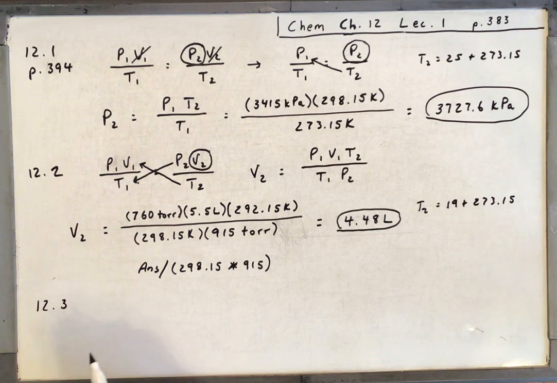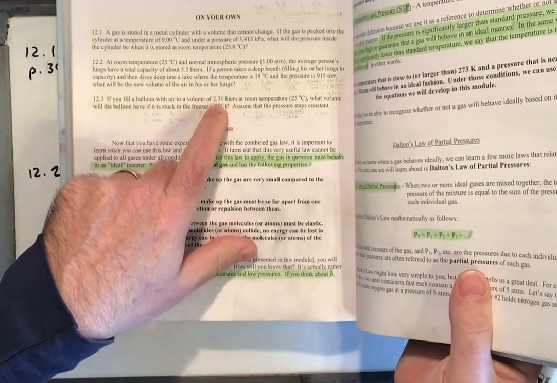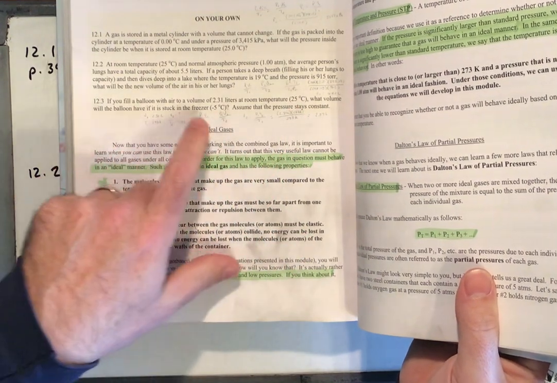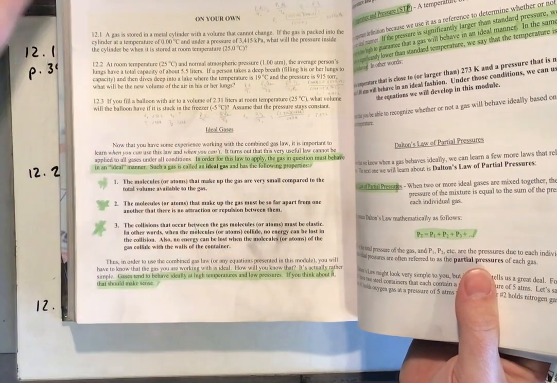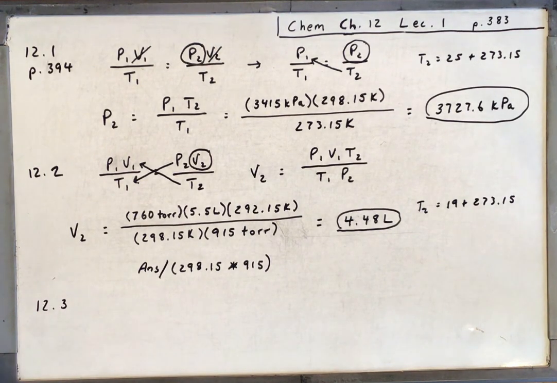So 12.3: if you fill a balloon with air to a volume of 2.31 liters at a room temperature of 25 degrees C, what volume will the balloon have if you put it in the freezer? Assume the pressure stays constant. Well, it would make sense if you put it in the freezer that the volume would go down. You can try that at home if you want.